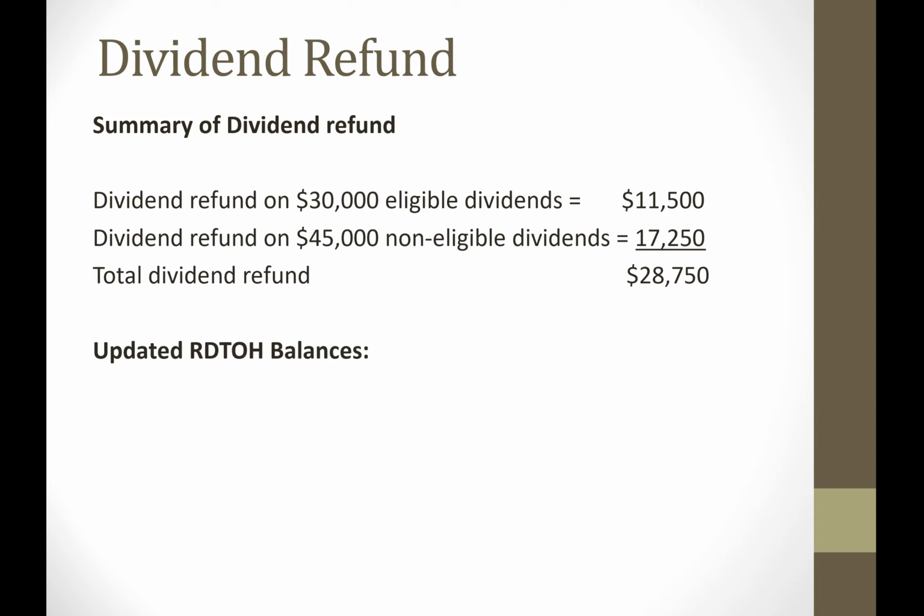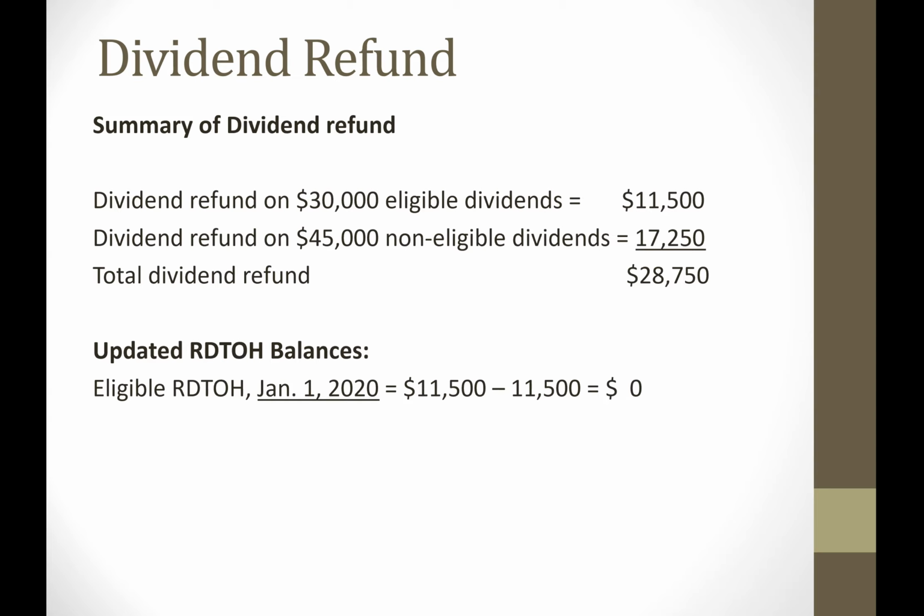Now, let's wrap up this question by updating the RDTOH account balances. Remember, we said that with the RDTOH account balances going into 2020, we take the year-end balance, $11,500 for the eligible. We subtract the dividend refund of $11,500. So going into next year, January 1st, 2020, the eligible RDTOH account balance is going to be $0.